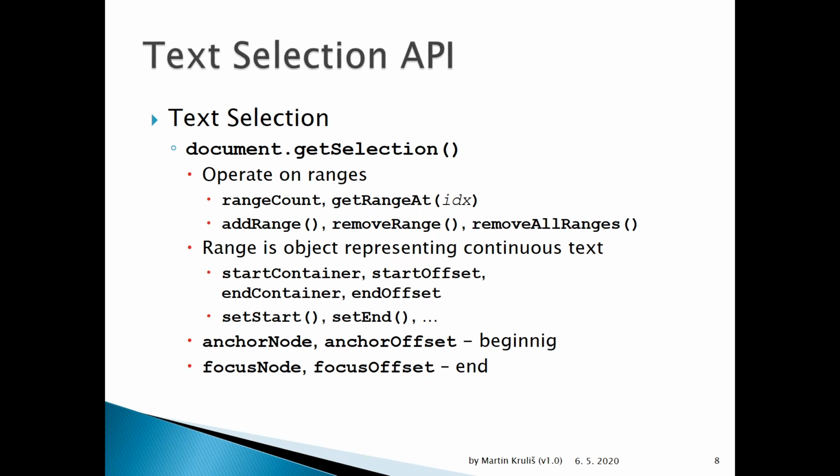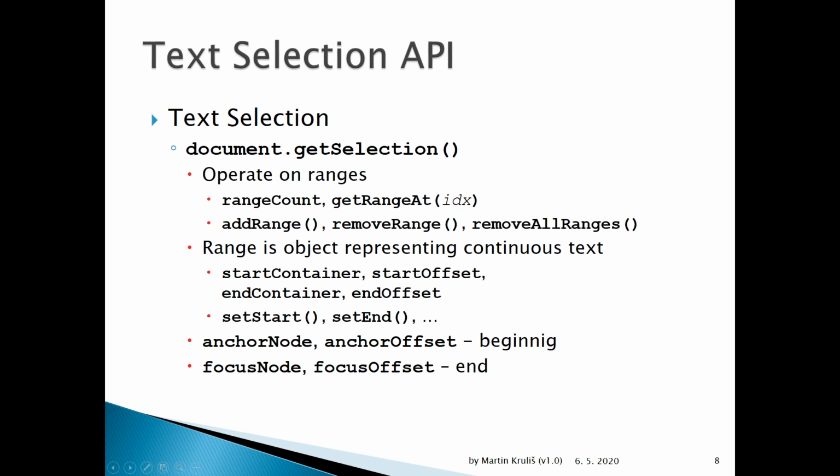So this covers the mouse APIs, and now we move our attention towards text APIs. The first one I would like to present is the text selection API. It gives us a way how to read and manipulate the selection of the text, meaning the part of the text which is being highlighted, and then it can be, for instance, copy-pasted.